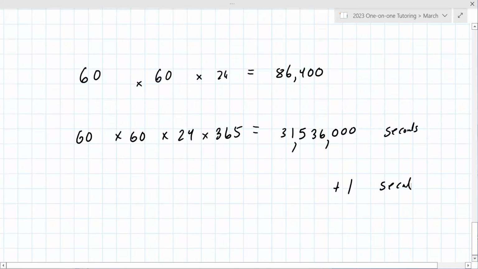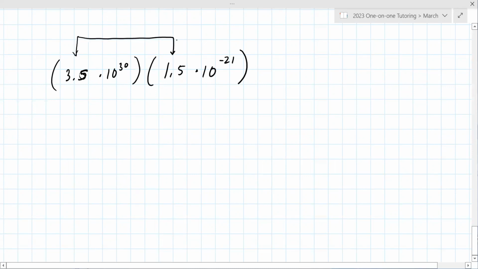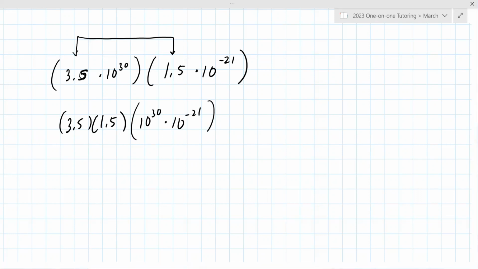All right, now let's actually do some problems like you wanted to do here. Let's say I wanted you to do 3.5 times 10 to the 30th times 1.5 times 10 to the minus 21. This is something you sent over in the notes. Do you have any idea how to do a problem like this one? Would you just use the commutative property and switch the 10 and 21 and 1.5? Exactly. The order doesn't matter. So you're going to multiply 3.5 times 1.5, and 10 to the 30 times 10 to the minus 21. Go ahead and work that out, please.